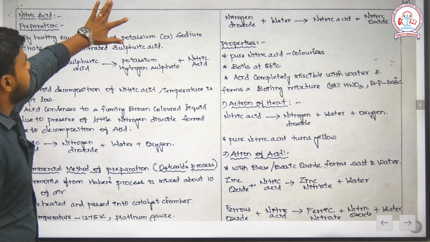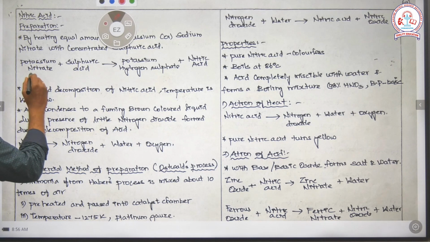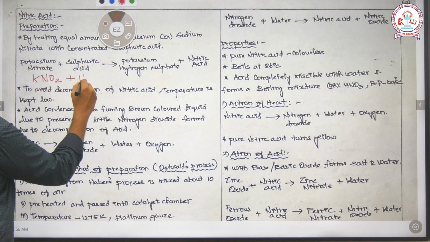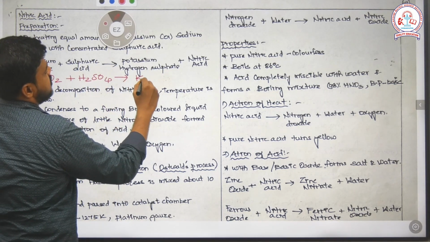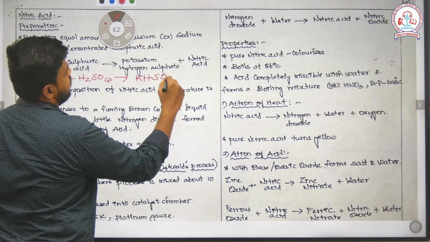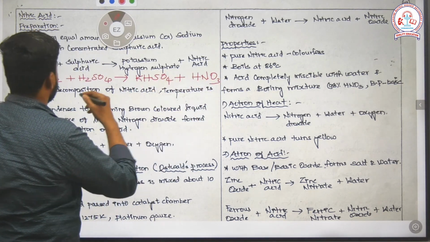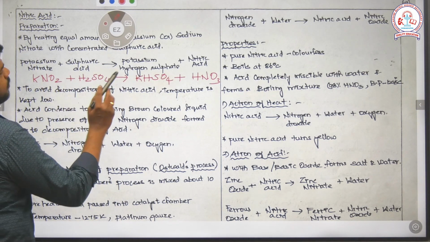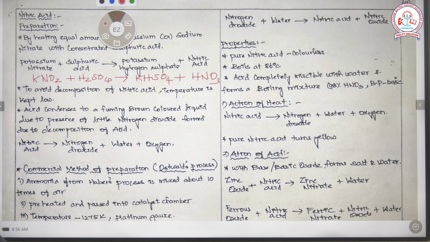See, as I said, potassium nitrate, which I wrote as KNO2, reacts with sulfuric acid to form potassium hydrogen sulfate plus nitric acid. So potassium nitrate with sulfuric acid gives potassium hydrogen sulfate with nitric acid. So we need to check the balancing. Nitrogen 1, oxygen 7, so here it is 6. So we need to balance it.